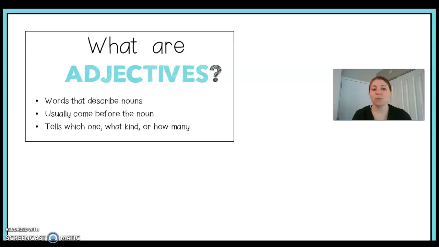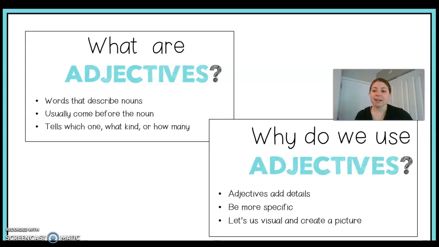So let's review. What are adjectives? They're words that describe nouns. They usually come before the noun, and they tell us which one, what kind, or how many. Now, why do we use adjectives again? Because they let us add detail, we're more specific, and they help visualize and create a picture in our heads.